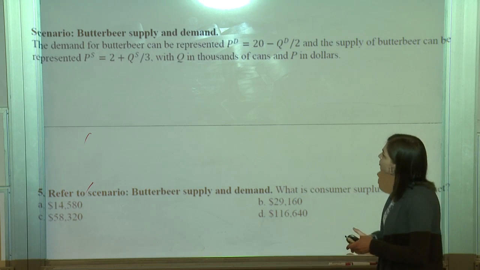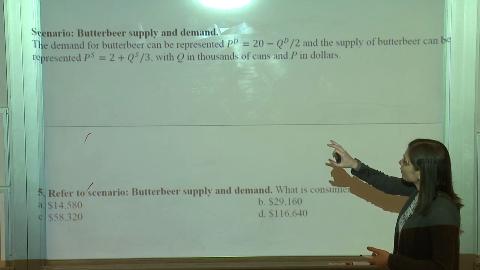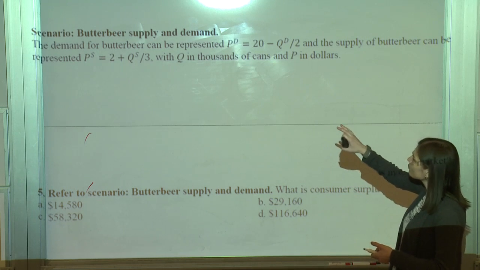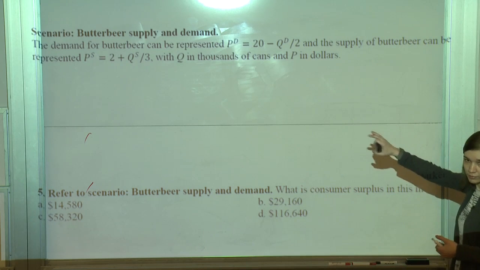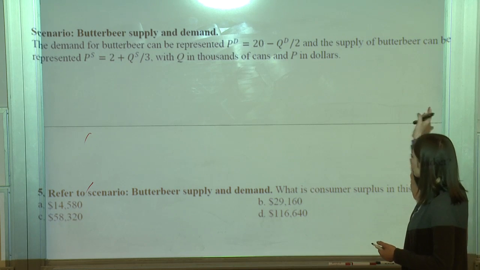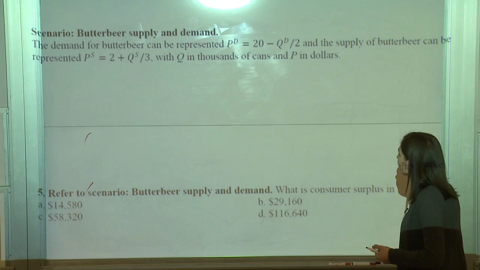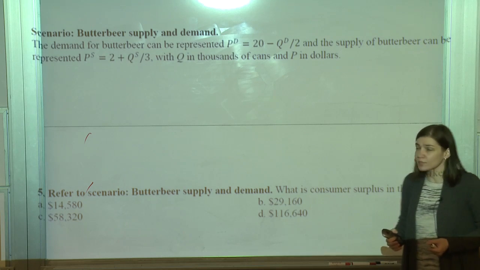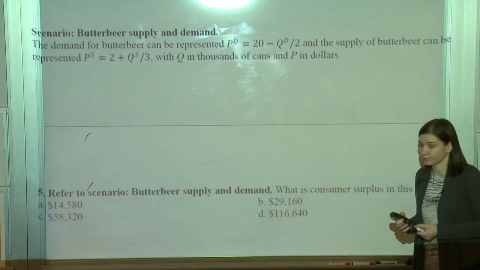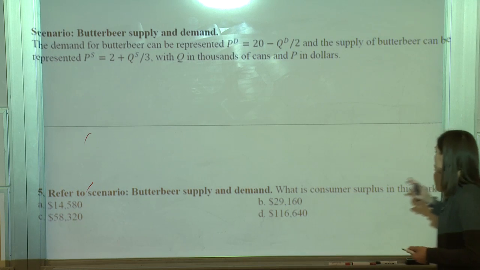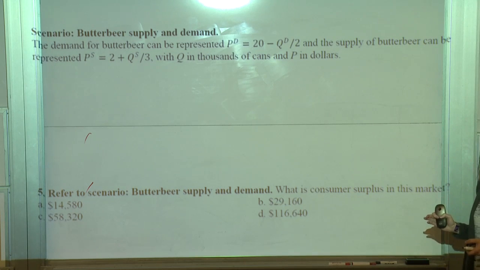So let me read this out to you. We have the following scenario. The demand for butterbeer can be represented with this demand curve, and the supply with the supply curve that we see, where the quantity is in thousands and the price is in dollars. The question is, what is consumer surplus in this market?